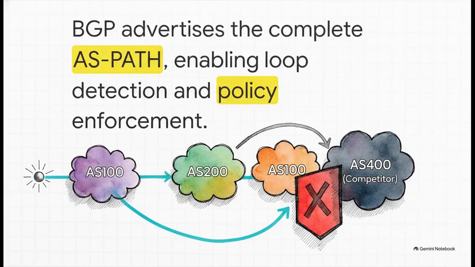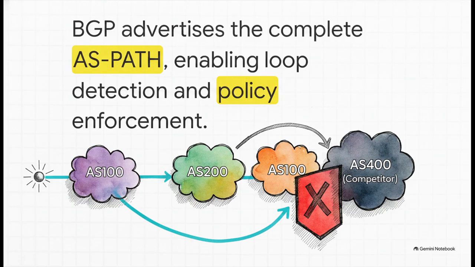Unlike OSPF, which builds a map, or RIP, which counts hops, BGP is a path vector protocol. It literally tracks the exact sequence of organizations, the AS path, that a route has traveled through. So a route might say, hey, I went through AS A, then AS B to get to AS C. This completely prevents loops, because if a router sees its own AS number in the path, it instantly drops the route.